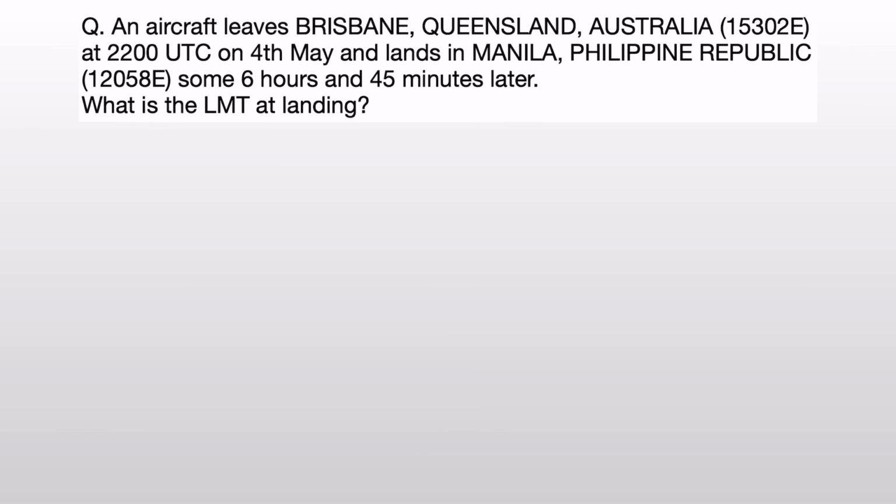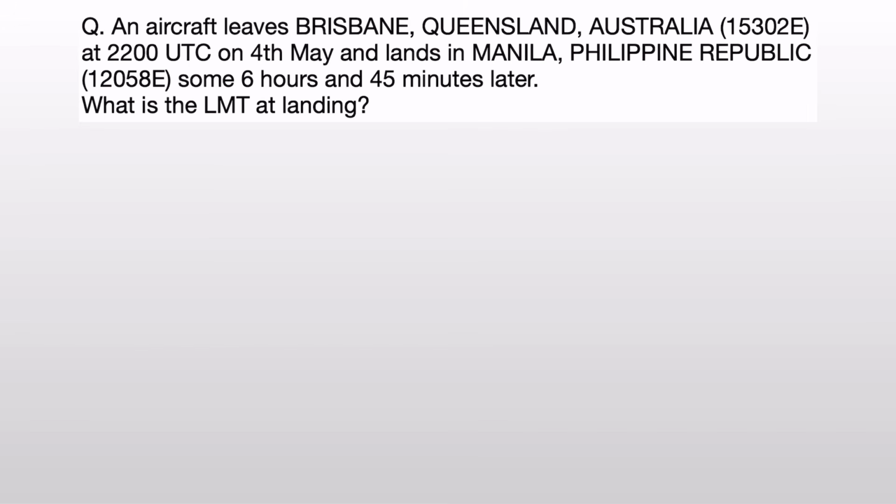Okay, so let's now look at a question which people say is a bit more complex, but I find it very straightforward and I'm sure you all will be able to solve it quite easily. It says that an aircraft leaves Australia at 2200 UTC on the 4th and lands in the Philippines some 6 hours and 45 minutes later. What is the LMT at landing? You do not care about the places first of all. Just look at the longitudes, because that's what we need. Australia's longitude is 153.02 east and Manila, Philippines' longitude is 120.58 east. That's what I care about.